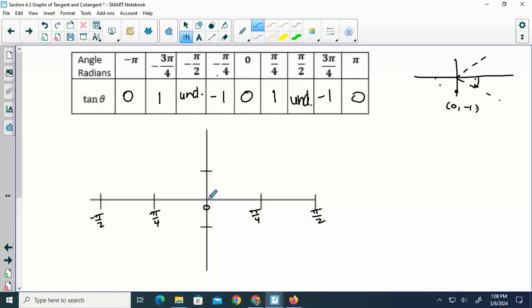So, tangent of 0 is 0. At pi over 4, it was positive 1. At pi over 2, it was undefined. What do you think that means? There's a hole. It goes straight down. Not a hole, but it's an asymptote. Oh, yeah, that word. Did we learn that this year or last year? I don't remember.